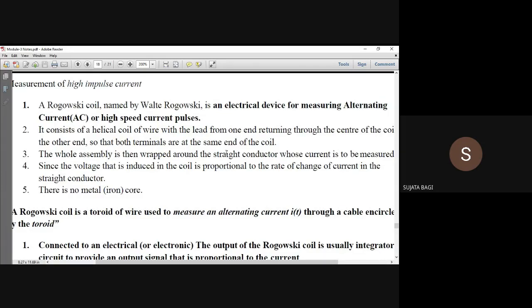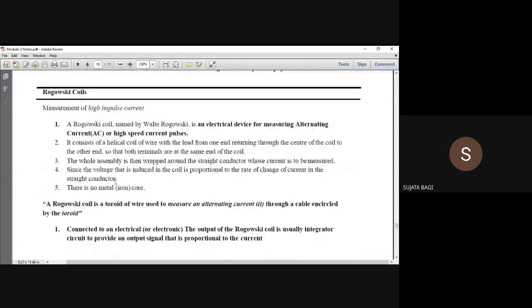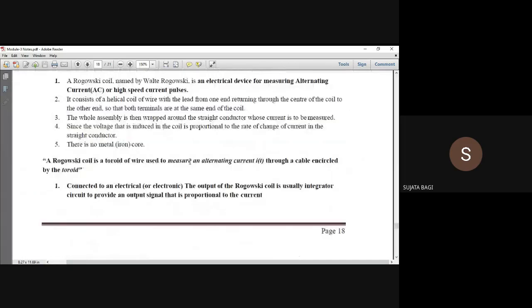I'll go through this with a diagram. Whatever voltage is induced is proportional to the rate of change of current in the straight conductor. Here we are not using any metal core. The Rogowski coil is a toroid of wire used to measure an alternating current through a cable encircled by the toroid.